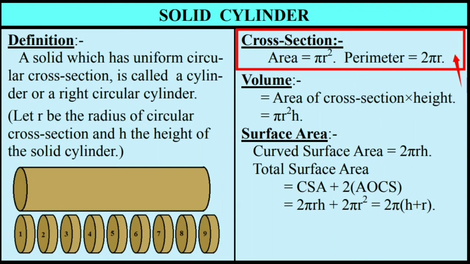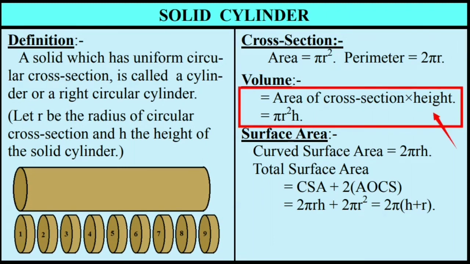Next, cross section. As we know, a solid cylinder has circular cross section. Hence, its area is pi r square and perimeter is 2 pi r, where r is the radius of the circular cross section.